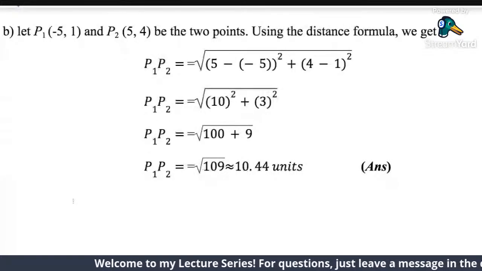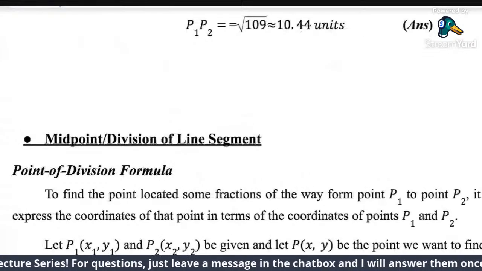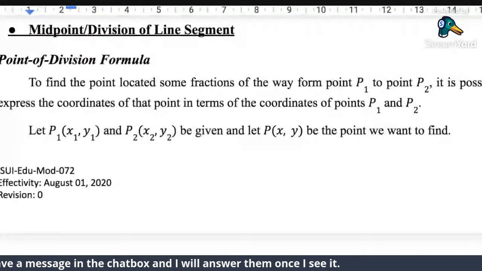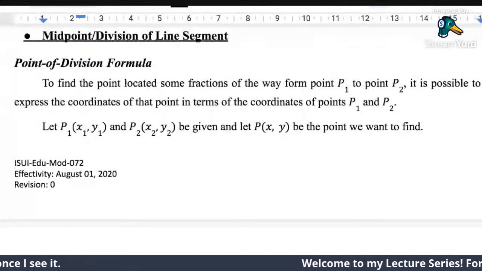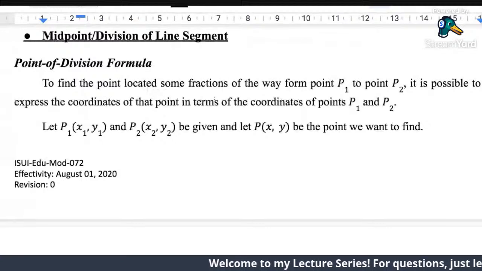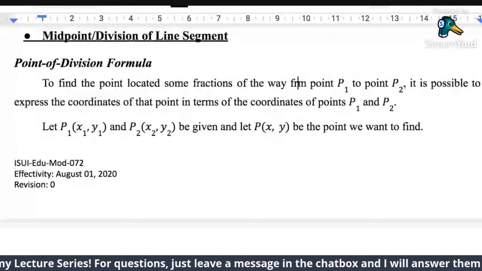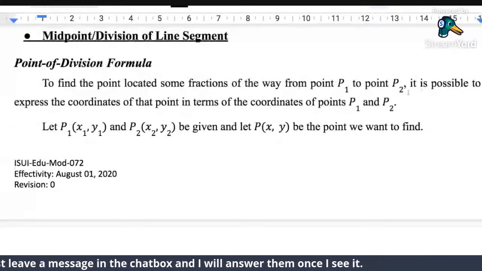Okay, so basically, ganun lang yung pwede nyong gawin for the distance formula. Now, we proceed to the midpoint, or the division of a line segment. To find the point located some fraction of the way from point P sub 1 to point P sub 2, it is possible to express the coordinates of that point in terms of the coordinates of points P1 and P2.